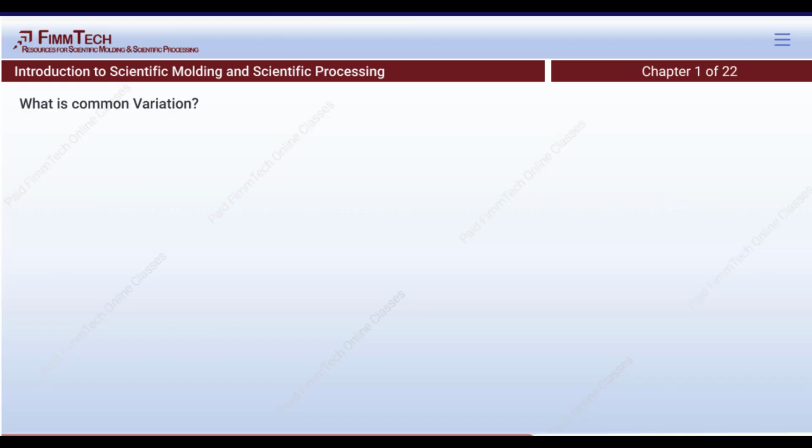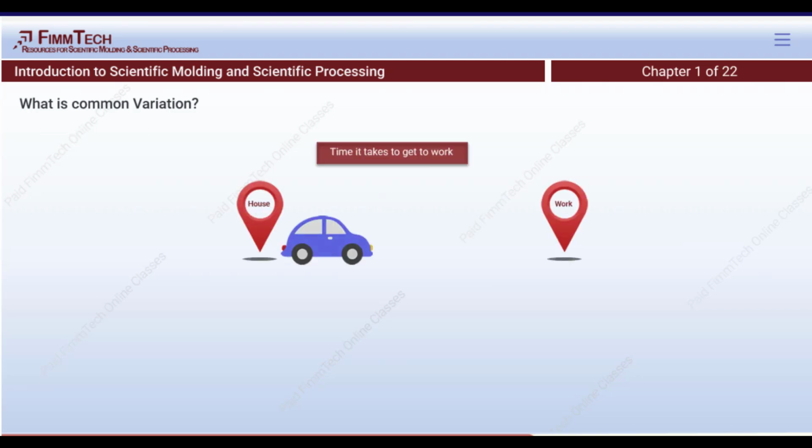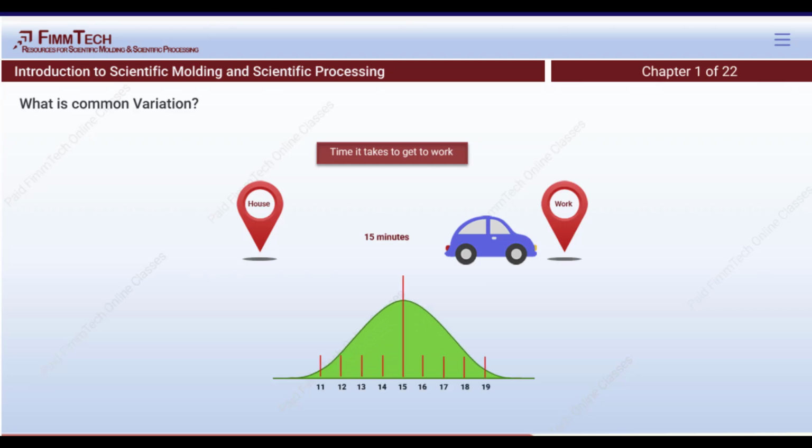Let us begin by understanding the topic of variation. Variation is natural. For example, the time it takes you to get to work. If you say that the time it takes you to get to work is 15 minutes, that means that 15 minutes is an average time over the last few weeks or months or years that you have been coming to the same place from your house. There may have been days when you have come to work in 12 minutes, 13 minutes, 15 minutes, 18 minutes, 17 minutes, but the average is always 15 minutes.